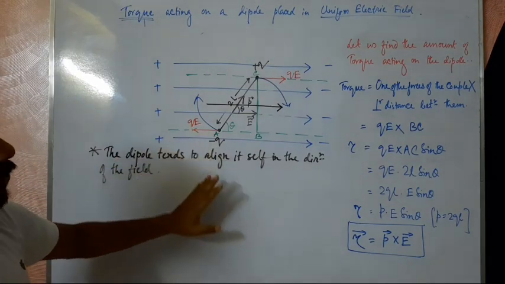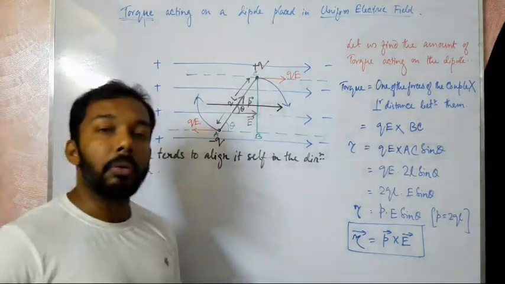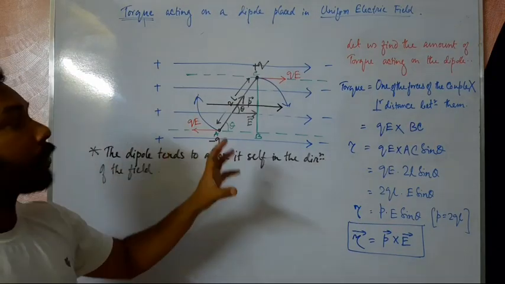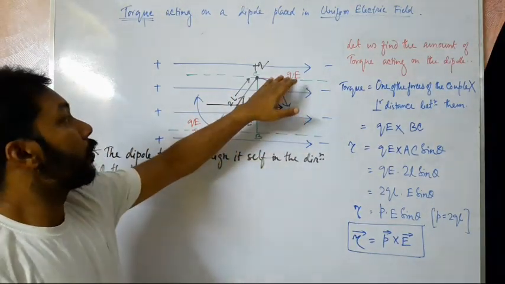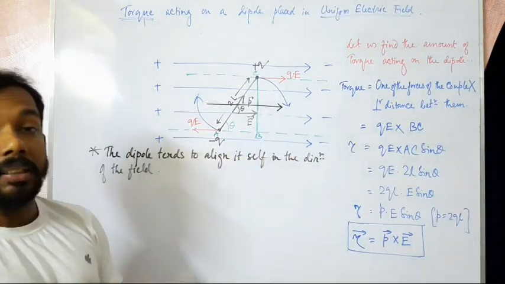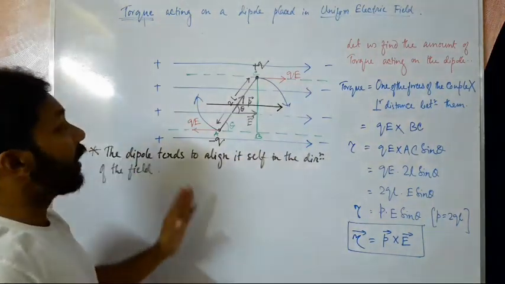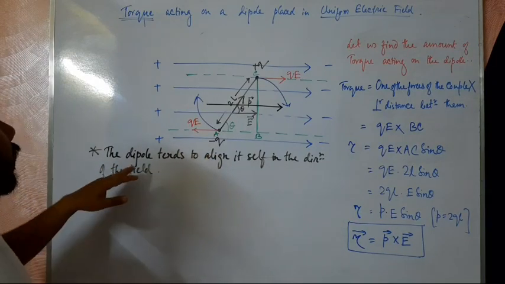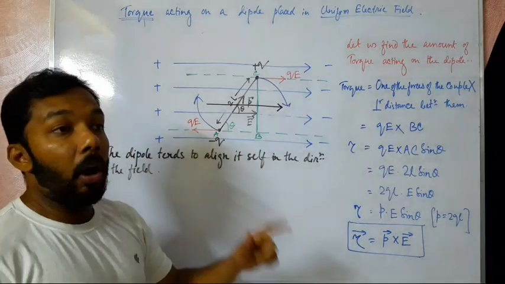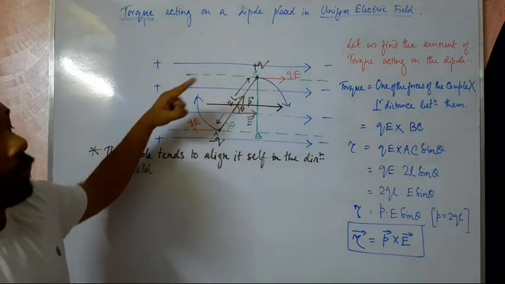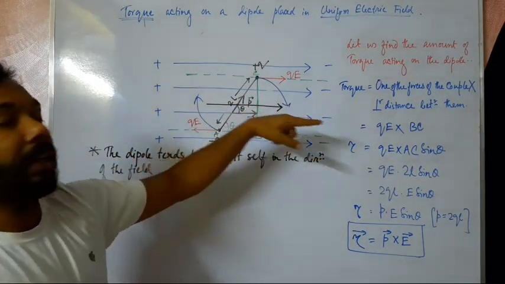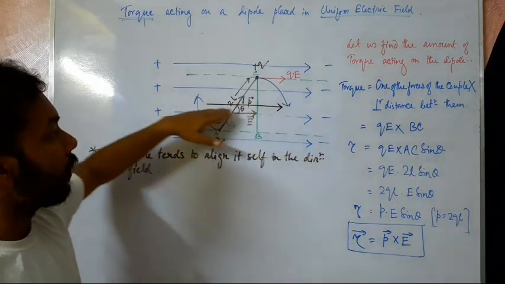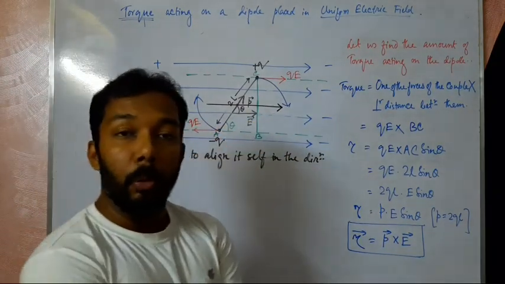Inside a uniform electric field, it will not do any translational motion because the net force on the dipole becomes zero, as the two forces are equal and opposite. But it will rotate, until it becomes parallel to the field. Hence, the dipole moment will tend to align itself in the direction of the field. And this alignment is the equilibrium position of the dipole.